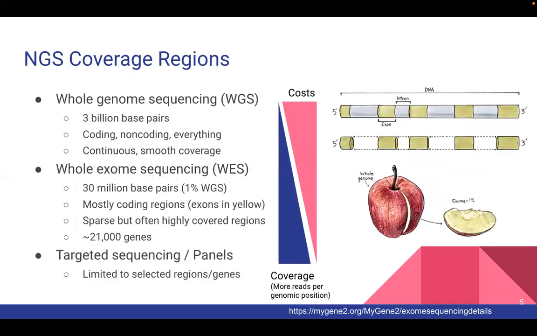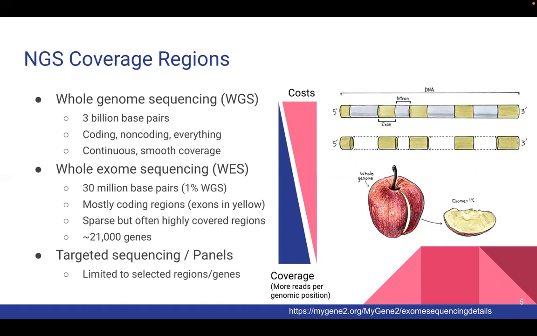NGS workflows have three main types of the genome they capture. Whole genome sequencing, or WGS, includes the entire genome, the whole apple, if you will, coding, non-coding, and generally has equal coverage across it all. Whole exome sequencing, or WES, targets just the space that codes for proteins with specific adapters, only about 1% of a genome, the slice of the apple here, and is sparsely covered. There are high coverage peaks over exons and very little or no reads mapping to intronic or intergenic regions.